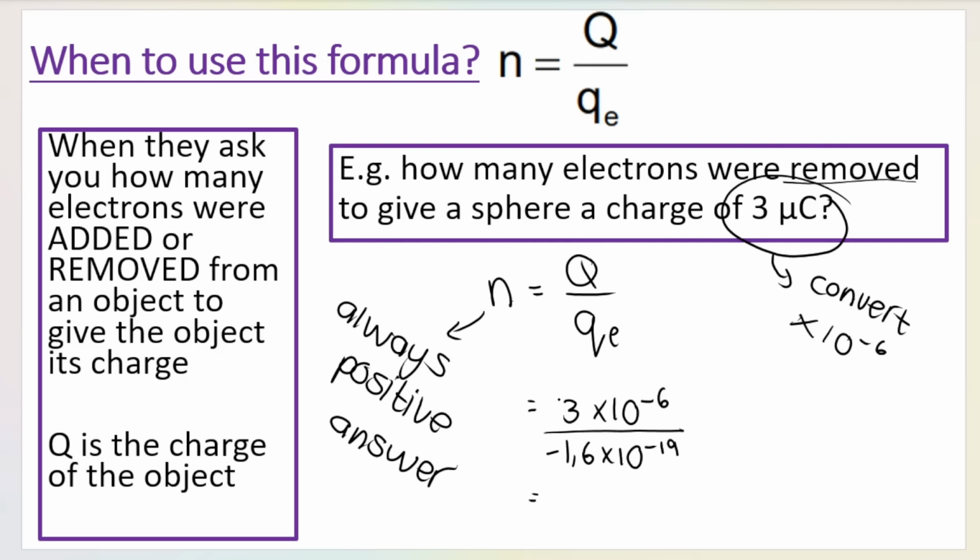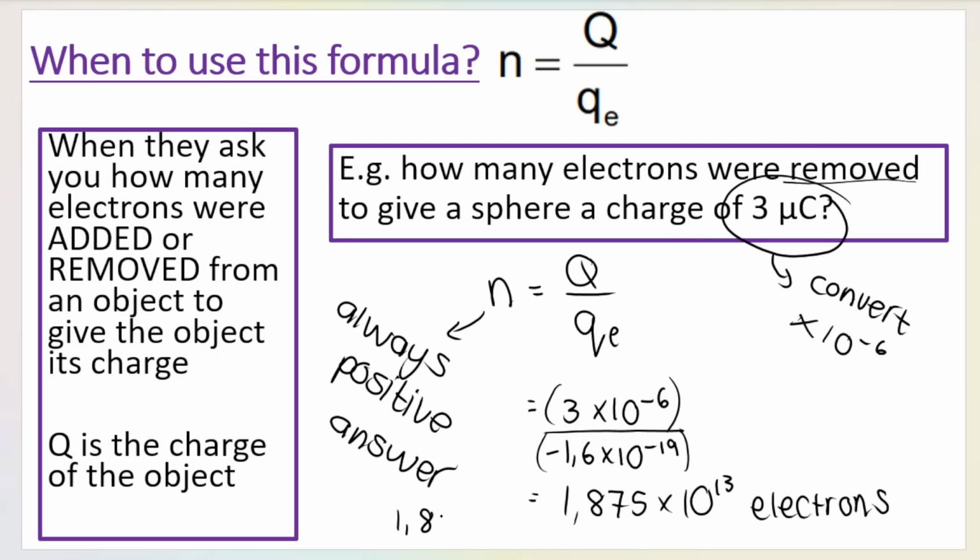If I type this into my calculator, a teacher tip is to use brackets, please. It makes a difference. My students and I have found this over the years. And I get 1.875 times 10 to the power of 13 electrons. It makes sense that it's a big number. Times 10 to the power of 13 is a huge number. Now, the rule in physics is you can round off to at least 2 decimal places, which means technically you could say 1.88, but I always tell my students, my calculator gave it to me like that, 3 decimal places, so you may as well leave it like that. So in this case, that is how I use this formula.